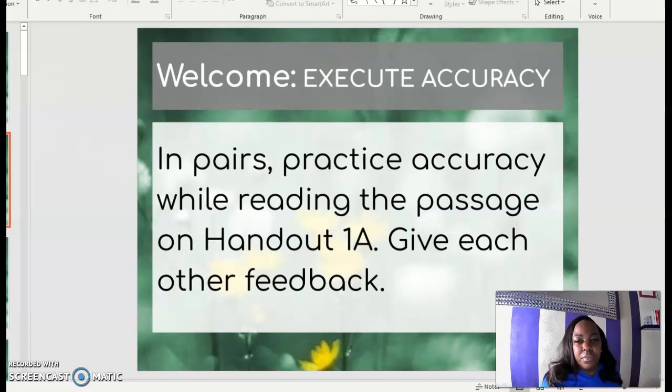Our welcome: in pairs, practice accuracy while reading the passage on Handout 1A. Give each other feedback. I know we're still in the virtual learning stages, so maybe you can have them unmute themselves and share out the accuracy of the reading, or have them take turns reading inside of your virtual classrooms.